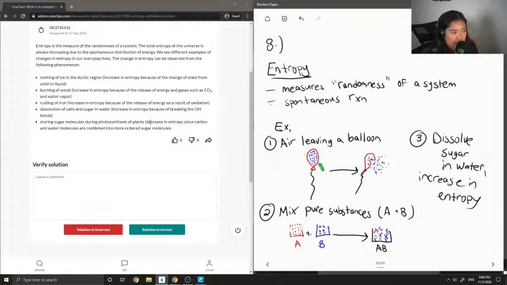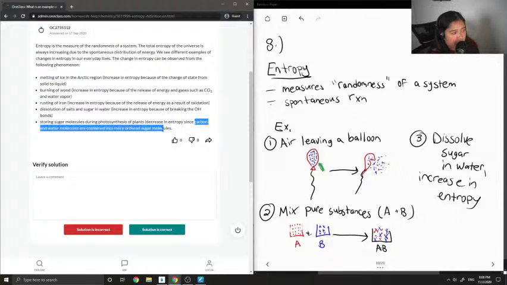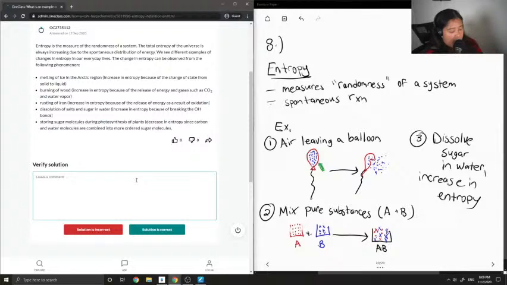So this is an example of a decrease in entropy since carbon and water molecules are combined into more ordered sugar molecules. So when you have carbon and the water molecules combined, this requires energy. So therefore this reaction is not spontaneous since it requires energy. And that is actually the energy that you get from the sun in photosynthesis. Let me just say that this solution is correct.